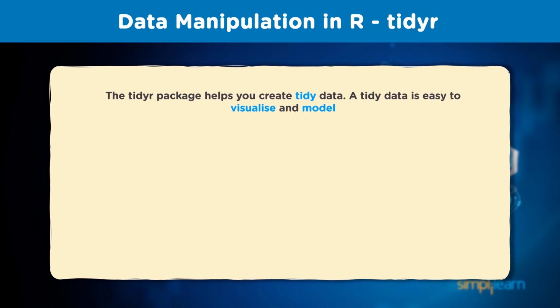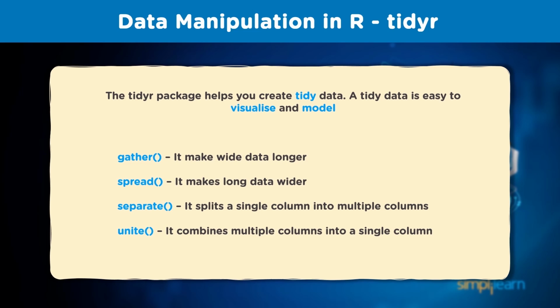This basically helps you create cleaner data, which is easy to visualize and model. Now this comes with mainly 4 functions. You have gather, which makes wide data longer, and that is basically used to stack up multiple columns. You have the spread function, which makes long data wider, that is, if you want to unstack the data, and you are talking about data which has the same attributes, then spread can spread the data across multiple columns.